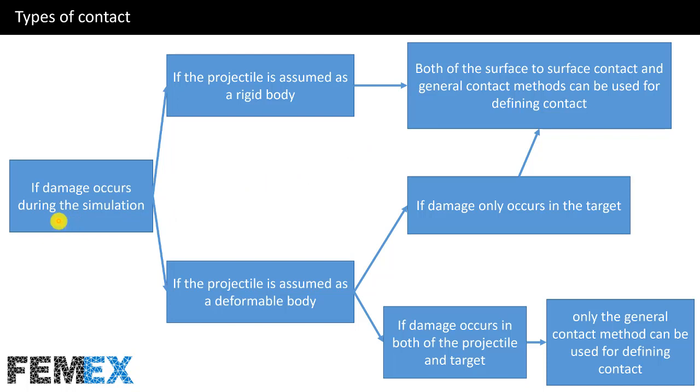Or if damage occurs during the simulation and if the projectile is assumed as a deformable body and if damage only occurs in the target, both the surface-to-surface contact and general contact methods can be used for defining contact. If damage occurs during the simulation and if the projectile is assumed as a deformable body and if damage occurs in both the projectile and target, only the general contact method can be used for defining contact.